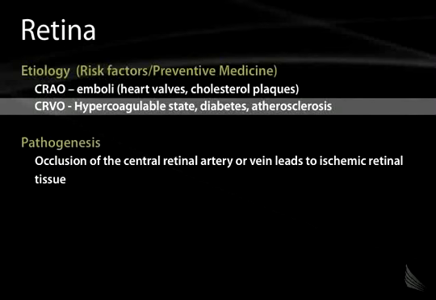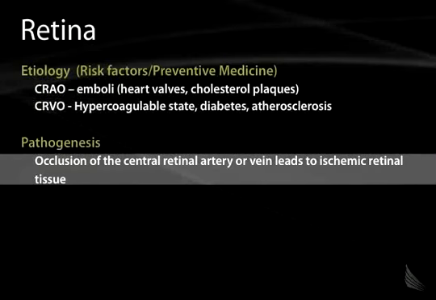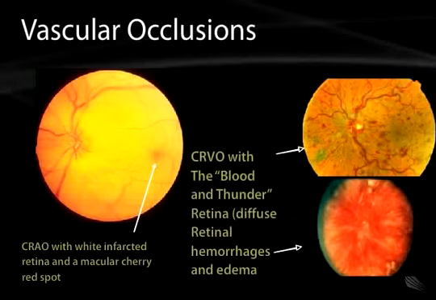Central retinal vein occlusions are often due to hypercoagulable states, or diabetes, or atherosclerosis also. The pathogenesis is occlusion of the central retinal artery or vein. Both of them lead to ischemia of the retinal tissue. Here's some photos of vascular occlusions.